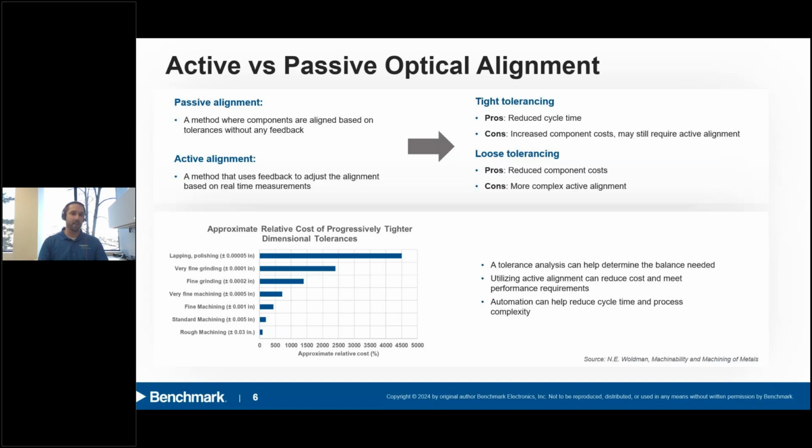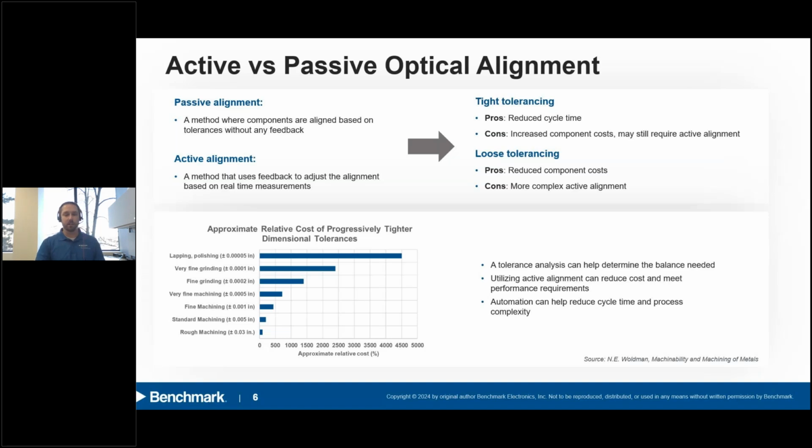In a passive alignment, it usually requires tight tolerancing. That can help reduce cycle time, but it will also likely increase the component cost significantly. And if you're dealing with a high precision system, you still may require active alignment. Active alignment will a lot of the times let you get away with looser tolerancing on your components or your fixturing, which then can help reduce your system level cost. But it might make your active alignment more complex.